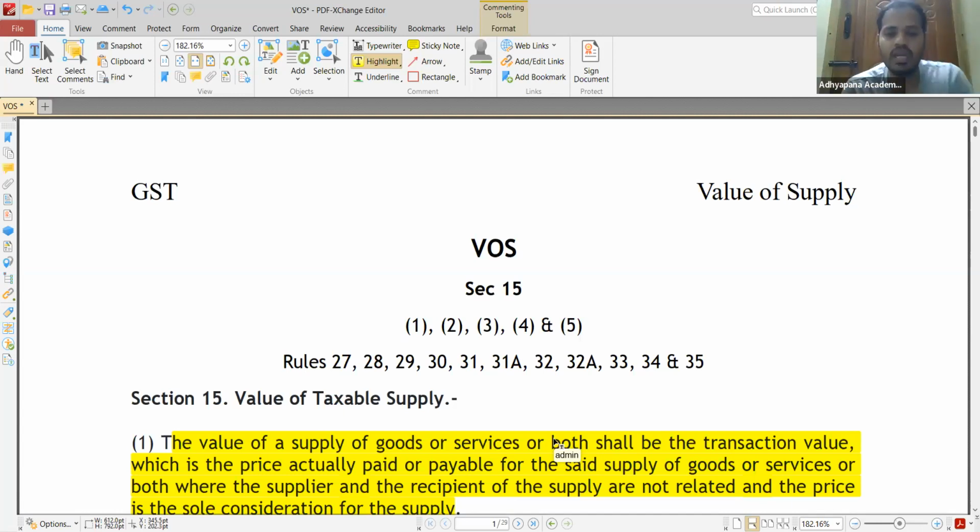Then exclusions: before supply, during supply, after supply. Before supply and during supply, if referred in the invoice, it can be reduced. Not referred in the invoice, ignore. After supply, if as per agreement and can be linked to the invoice, reduce. Other cases, ignore. This is value of supply, Section 15.1, 15.2, 15.3.